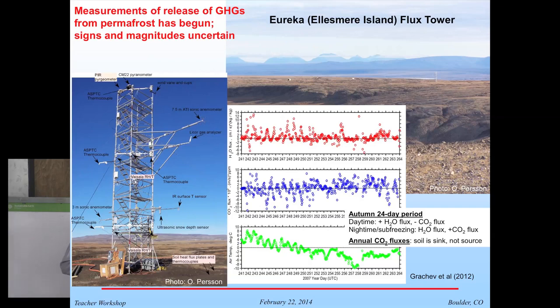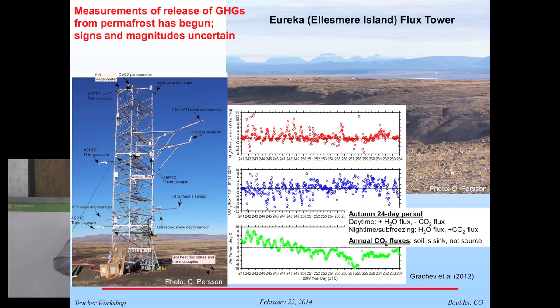And finally, this is our Eureka Tower. I did show the surface energy budget in the previous slide, but here I want to just point out the carbon dioxide flux measurements that are being made. So we have begun making the measurements of the release of these greenhouse gases from the permafrost, but the signs and magnitudes are still uncertain. We're starting to get some idea of how it's operating, at least at Eureka. For instance, here, this shows a 24-hour period in the autumn. I believe it's 2007, if I remember right.